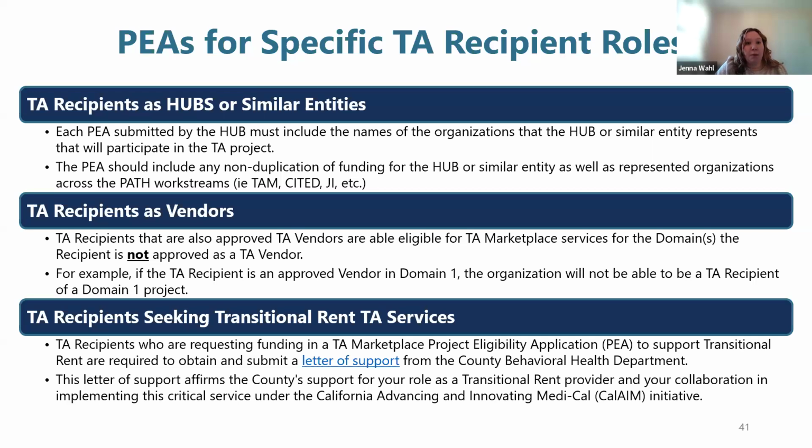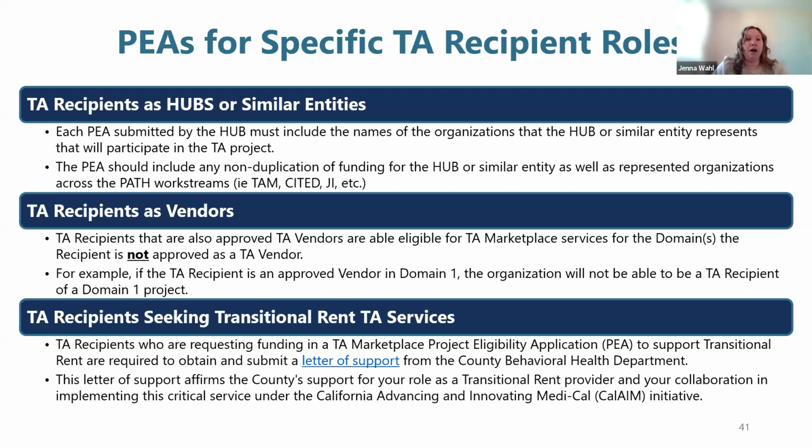So the first are our hub organizations. Hubs are an organization that represent other ECM and or community support providers. As part of the application for a PEA, if you are acting as a hub, we do request that you include the names of the organizations that will be participating in the project that you are applying for. Additionally, you should also include information about the other projects that those TA recipients that you are representing might have through other PATH work streams.